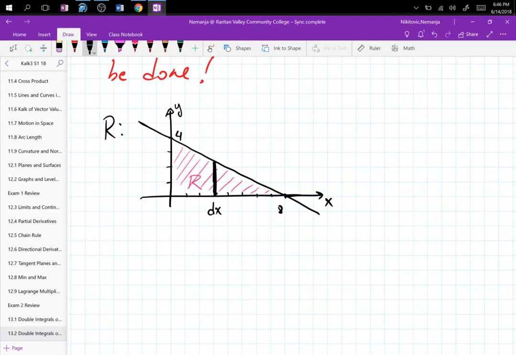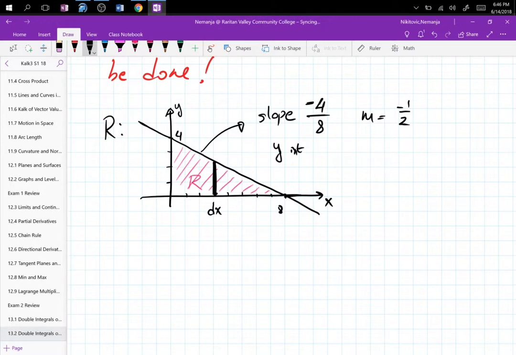So if I have a dx representative rectangle, I would have to say, all right, this line here has the slope of rise, sorry, drop 4 units, and then run 8. So slope is equal to negative 1/2. Y-intercept, you can just look at it. It is b equals 4. So the equation of the line is y equals negative 1/2 x plus 4. That's the equation of the line.